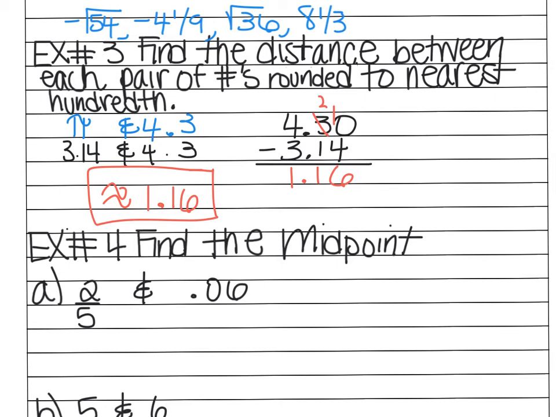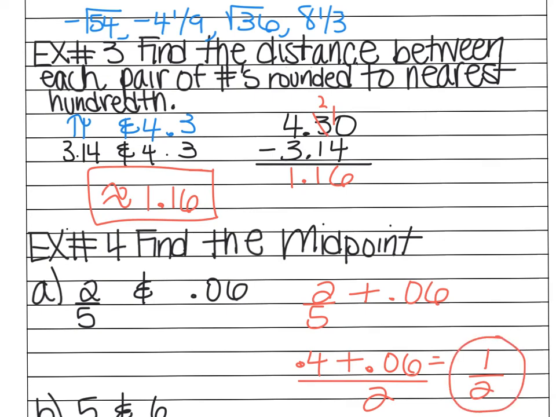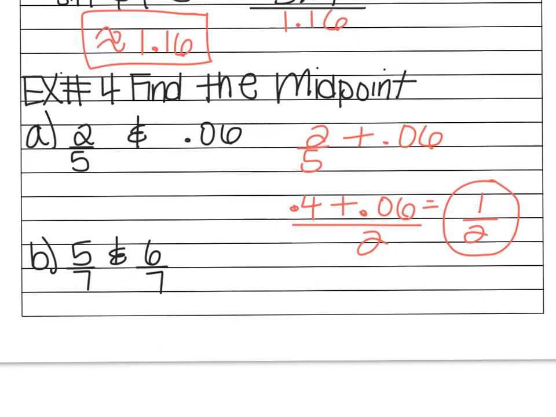It says find the midpoint. Midpoint is where you add both numbers together and divide by 2. So I have 2/5 plus 0.6. So 2/5 is 0.4. So 0.4 plus 0.6 is 1. And then you'd have to divide that by 2, so you get a half. So 1/2 is that midpoint for A.